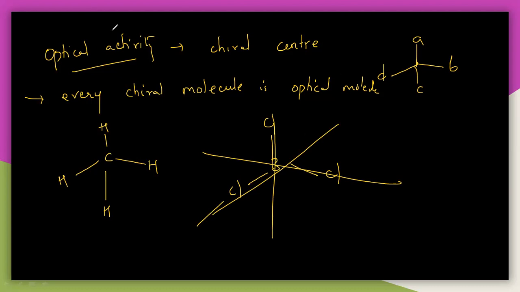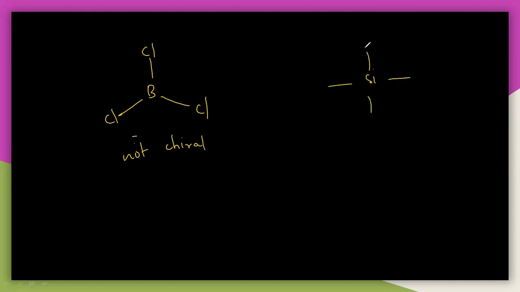So chiral does not mean only carbon. So you can take BCl3, and this is also not chiral, because there are three different groups. You can take silicon, like silicon with hydrogen, and this is also not chiral. Not chiral can also be written as achiral. Absence of chiral carbon means achiral.